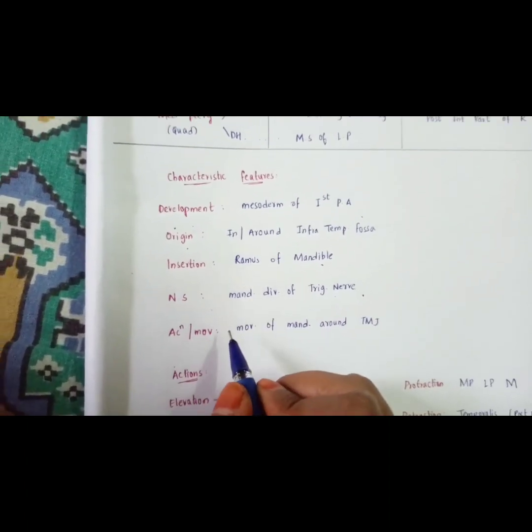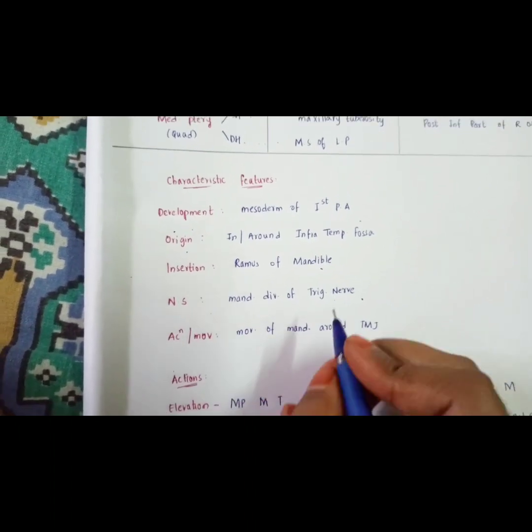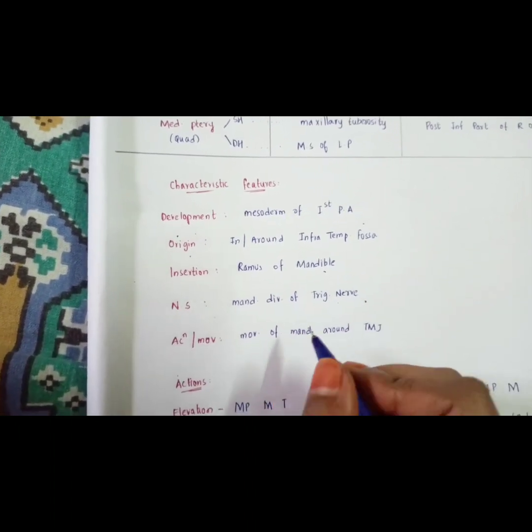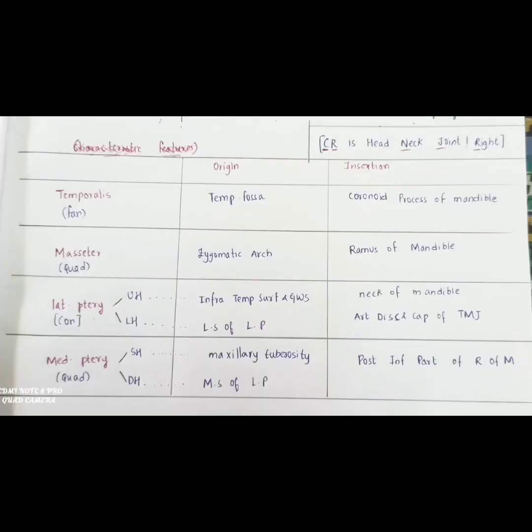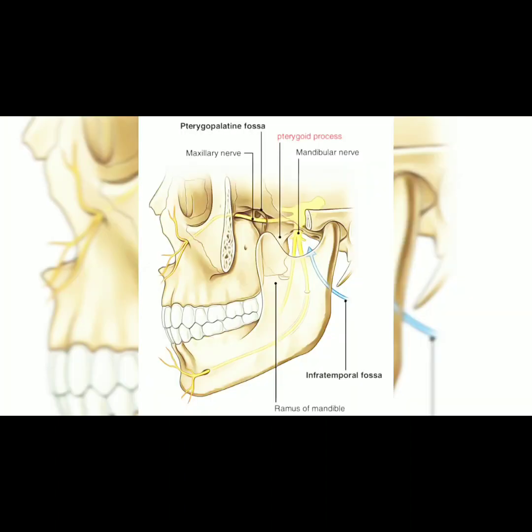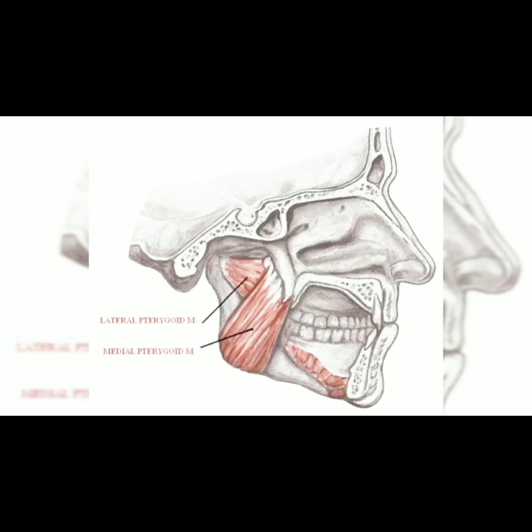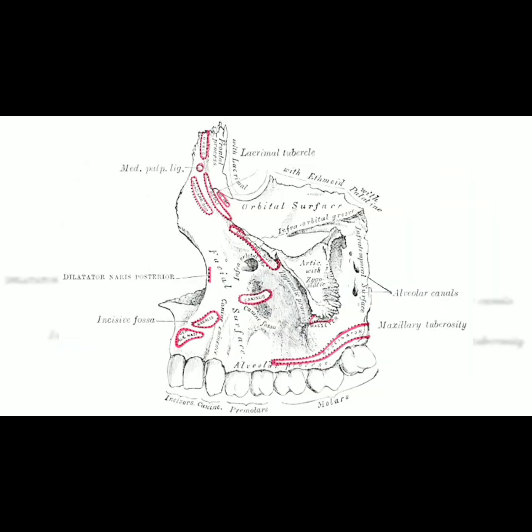Action or movements. All the four muscles of mastication, their main movement is the movement of mandible around the temporomandibular joint. Now we'll see about the origin and insertions of the muscles of mastication. Before that, we'll see some pictures. Remember them in this sequence so that it will be easy for us to remember the origin: temporal fossa, zygomatic arch, infratemporal fossa, lateral and medial surfaces of lateral pterygoid plate, and the maxillary tuberosity.